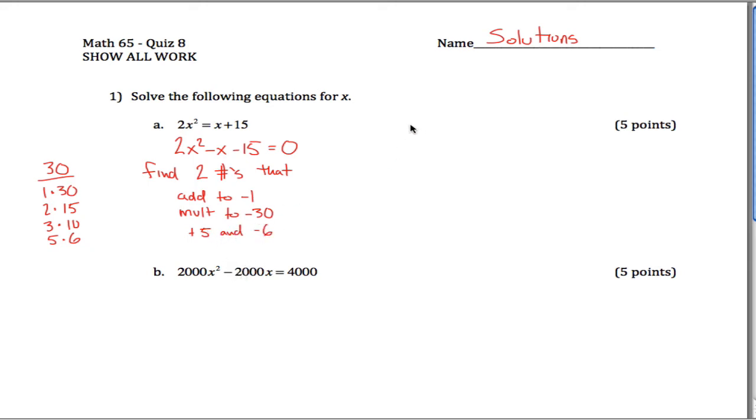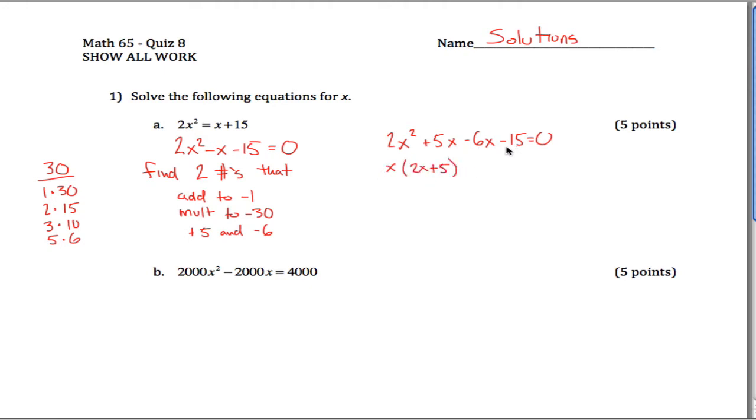Okay, so I found these two numbers, and then what you do is you go over here and you replace your middle term, your negative x, with positive 5x and minus 6x. And then we can factor by grouping. So the greatest common factor between these first two terms is just an x.